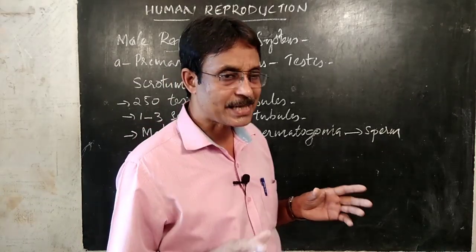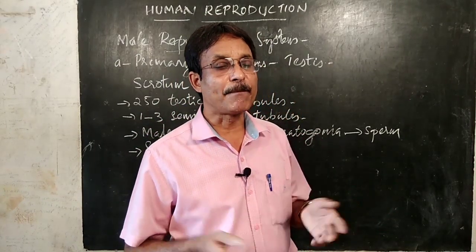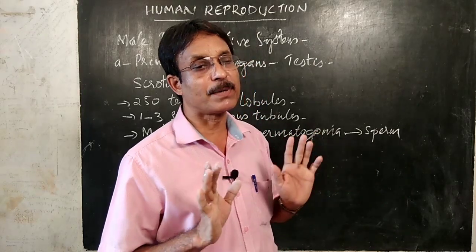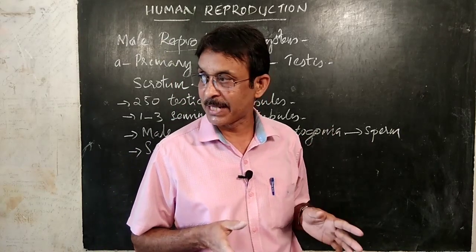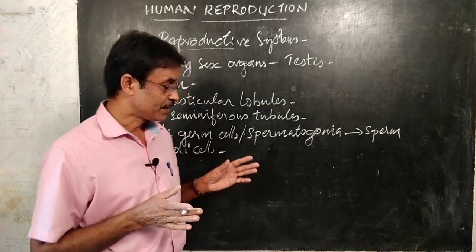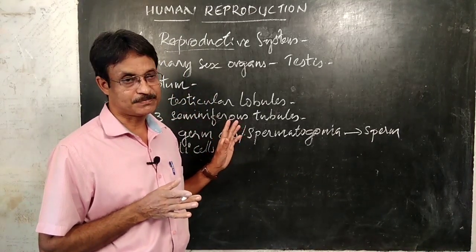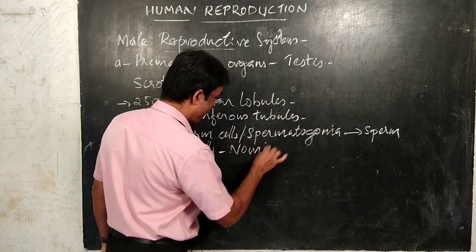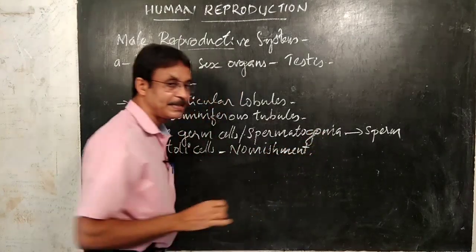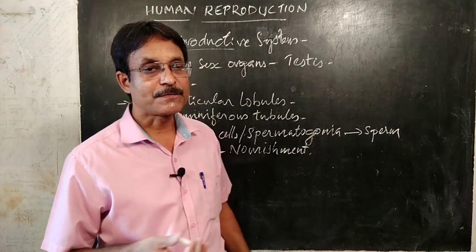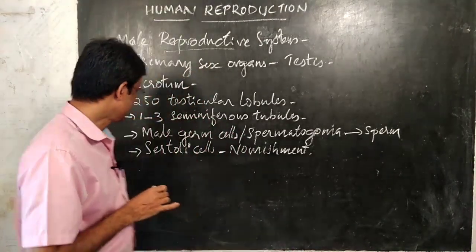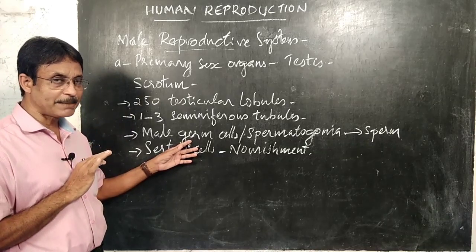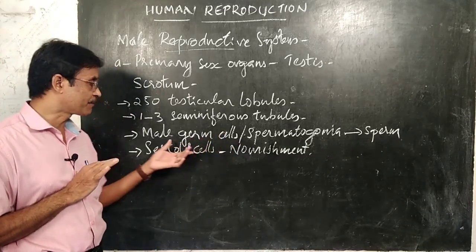Sertoli cells are the cells which support the developing sperms. They give or supply food to developing sperms, and so their function is nourishment. And by doing so, the sperms get shape also. So this is the function of Sertoli cells, that is nourishment and also the formation of the shape of sperms. So these are the two cells inside the seminiferous tubule. This is very important. You have to know the function of these two.